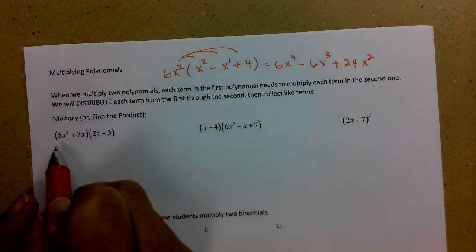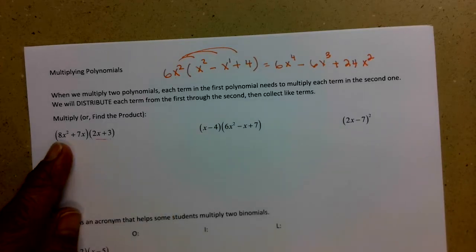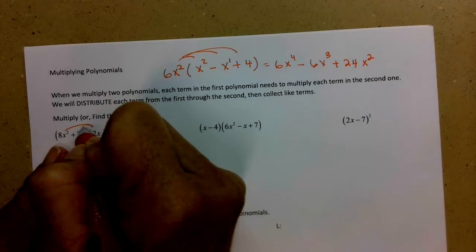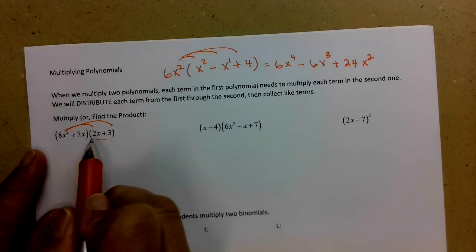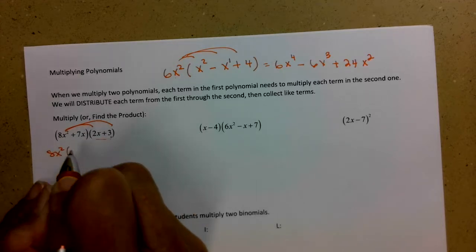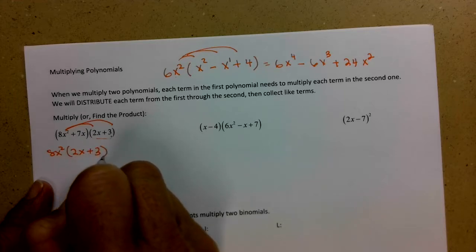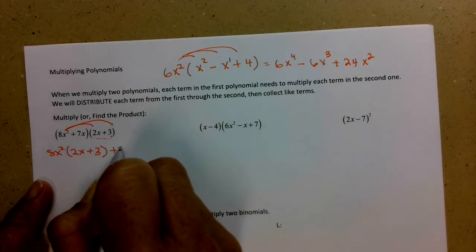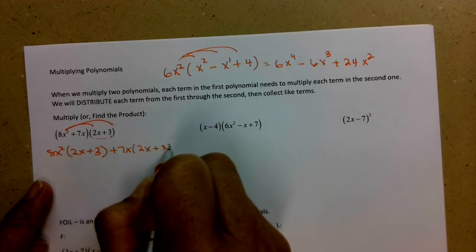Okay, so now we're going to do that if we have a binomial times a binomial. Again, I want the 8x squared to multiply everything in the second polynomial. So the 8x squared is going to multiply, and I'm going to write it out in some gory detail, the 2x plus the 3. And then the 7x also wants to multiply the 2x plus 3.